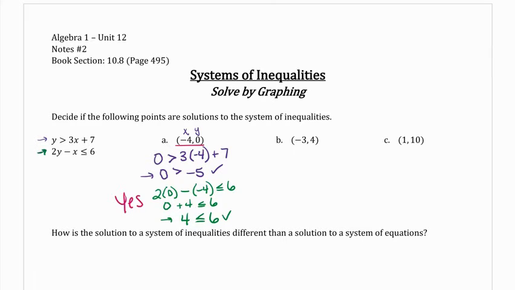Same thing for the other 2 points. So we'll go through the same process. If you want to pause and try them out on your own, pause the video here, try B and C on your own, and then come back and check your answers.